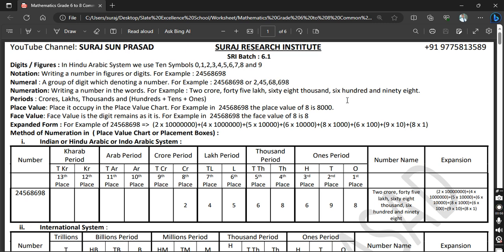How many numbers do we want to use? These numbers are the digits. Suppose we are using two digits, so we can say it is a two-digit number. For example, 2, 3, 4, 5, 1, 0.